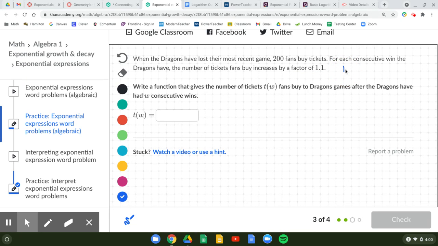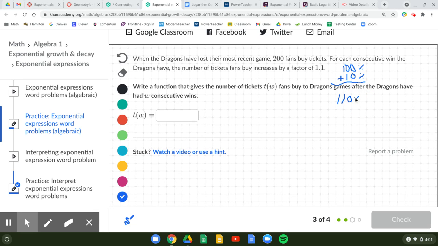So remember, 100% would be staying the same. They would keep having their same 200 fans every time. But if they're getting another 10% increase, 100% is the same amount of fans plus a 10% increase for every consecutive win. Every time they win in a row, they get an extra 10% of fans, which is obviously 110%.